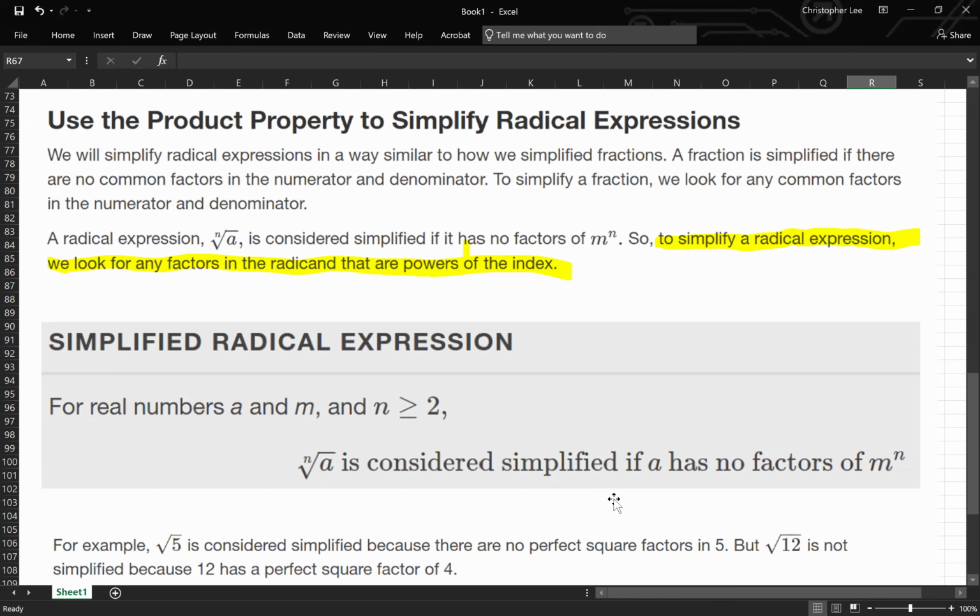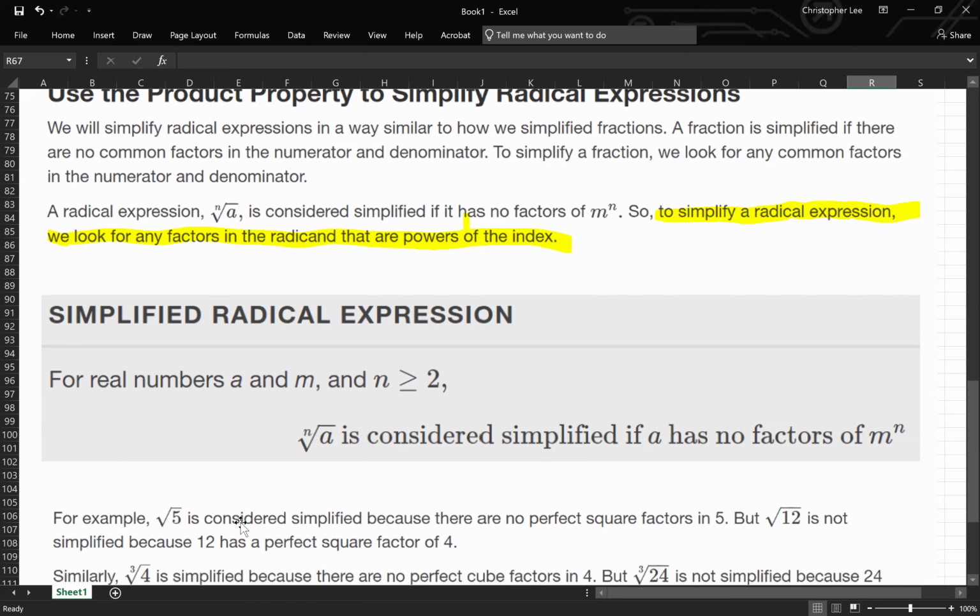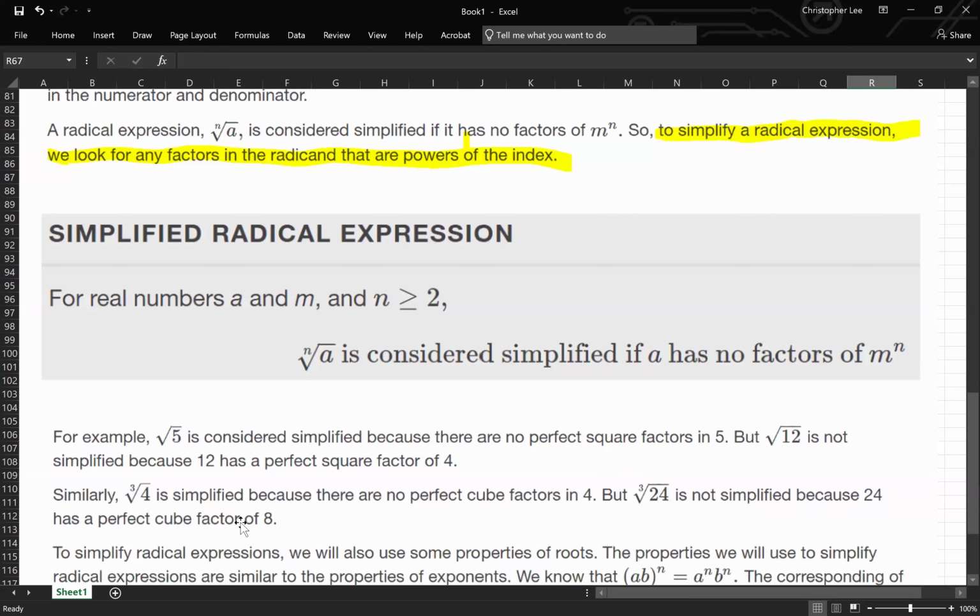the n power. For example, let's say I have the square root of 5. That is considered simplified because there are no perfect square factors in 5. But the square root of 12 is not simplified because 12 has a perfect square factor of 4. I could break down the square root of 12 into the square root of 4 times the square root of 3, and then you can go a step further. The square root of 4 is 2, so the answer would be 2 square root 3.